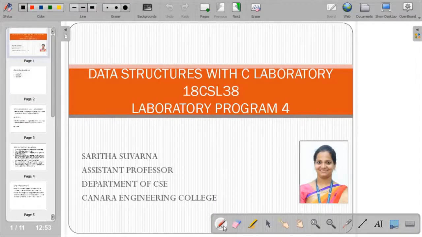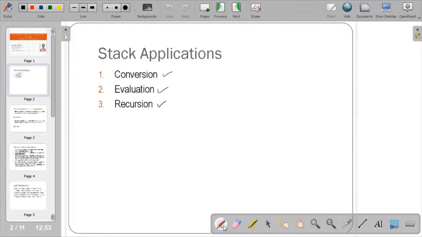Good morning students. Today I'll be explaining laboratory program 4 under the Data Structures with C laboratory. Program 4 is based on conversion of an infix expression to a postfix expression. Before we see the lab program, let us see the applications of stack.